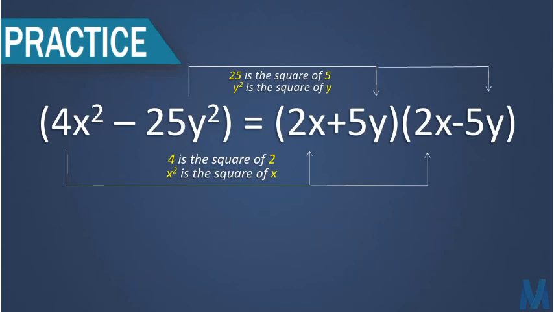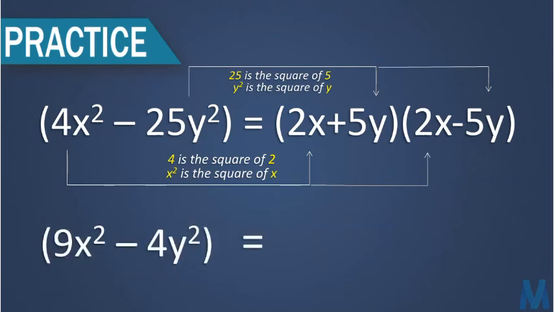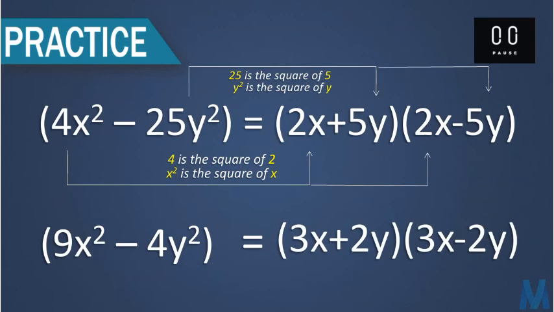Okay, how about this one? You can pause before we reveal the answer. Okay, and what is your answer? Very good. The correct answer, or the correct factored form, is 3x plus 2y times quantity 3x minus 2y.